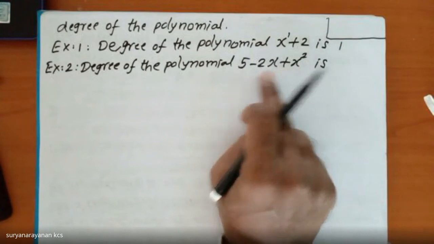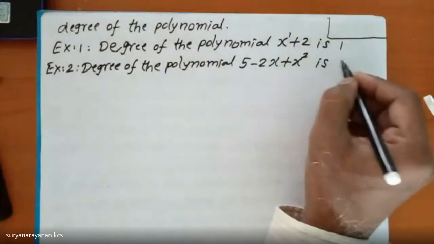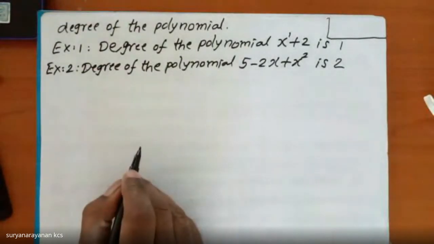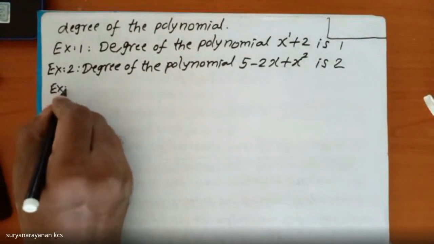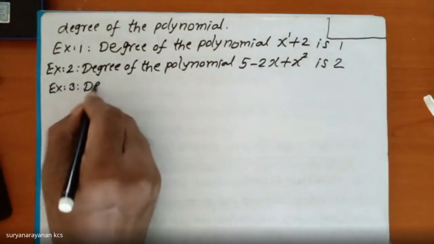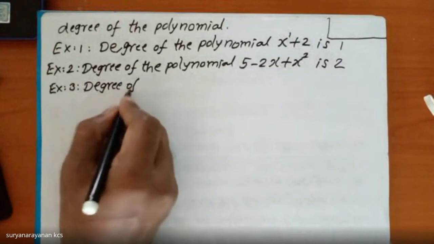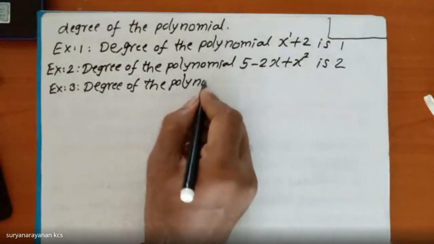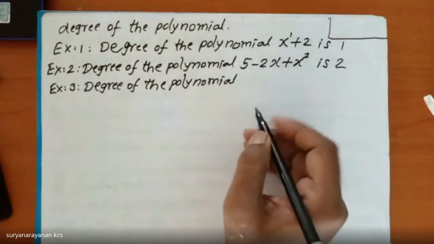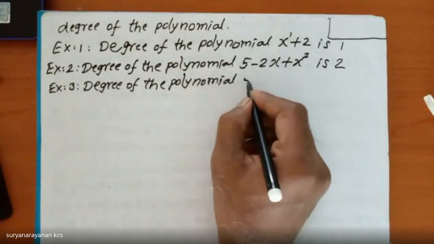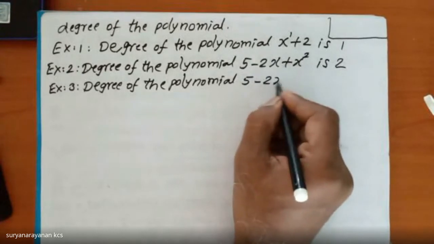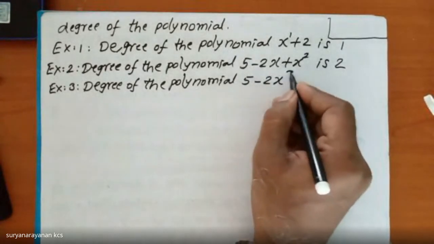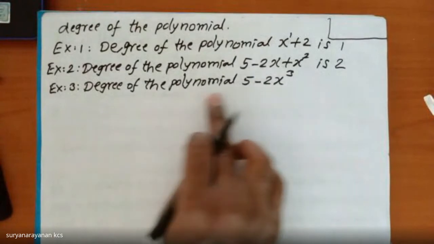Then what is the highest power of X here? Sir, 2. So the degree of this polynomial is 2. The degree of the polynomial is 2. Let us take another example. Degree of the polynomial. Observe this polynomial.